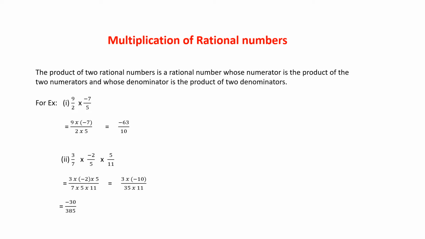This time we will multiply more than two rational numbers. 3 by 7 multiply minus 2 by 5 multiply 5 by 7. Now according to the rule, multiply all the numerators and multiply all the denominators. So multiply 3 into minus 2 into 5 upon 7 into 5 into 11, which is equal to 3 multiplied by minus 10 upon 35 multiplied by 11, which is again equal to minus 30 upon 385, which is a rational number.